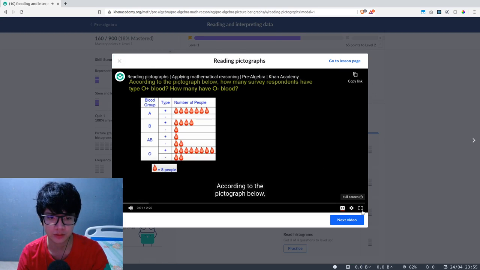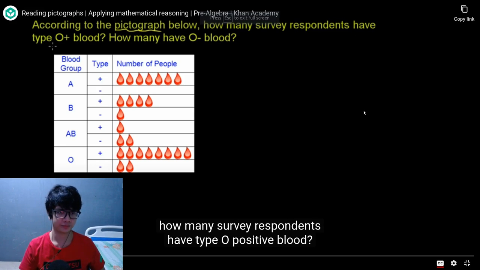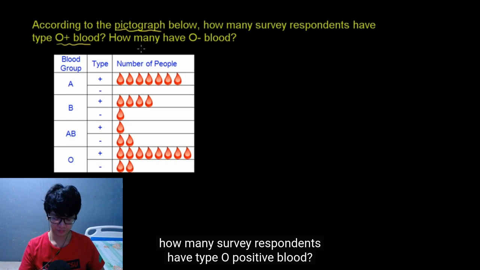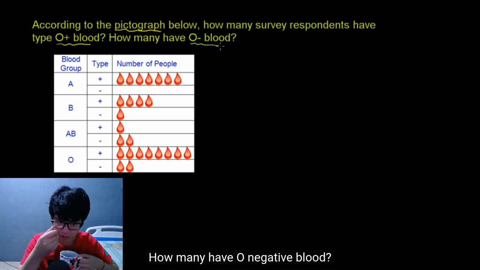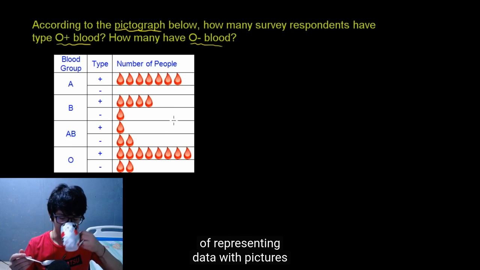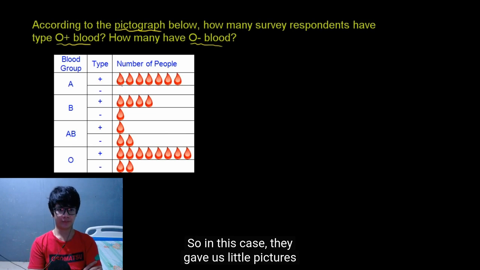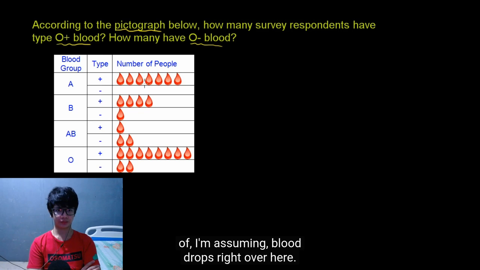Pictographs. According to the pictograph below, how many survey respondents have type O positive blood? How many have O negative blood? So a pictograph is really just a way of representing data with pictures that are somehow related to the data. In this case, they give us little pictures of, I'm assuming, blood drops right over here.